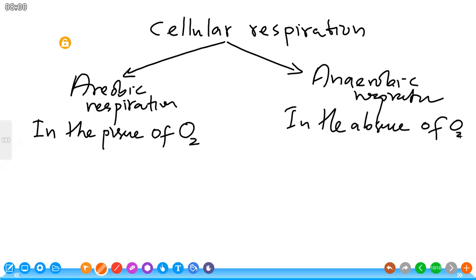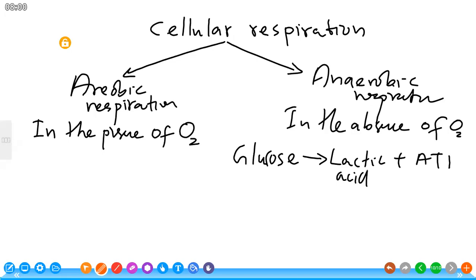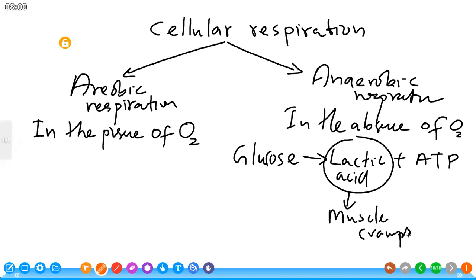In animals, during anaerobic respiration, glucose is partially combusted, producing lactic acid in living tissues plus ATP. Because of this lactic acid, a severe pain is felt in tissues. That is called muscle cramps. Lactic acid accumulates in the tissues, giving a painful sensation. So lactic acid is a byproduct of anaerobic respiration.